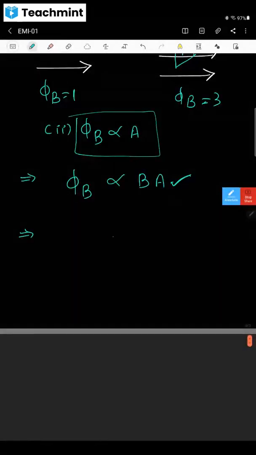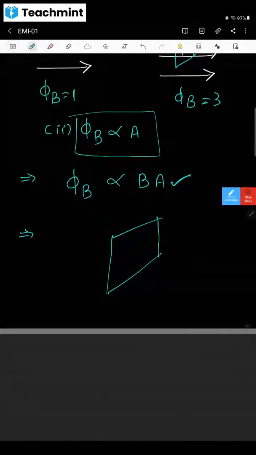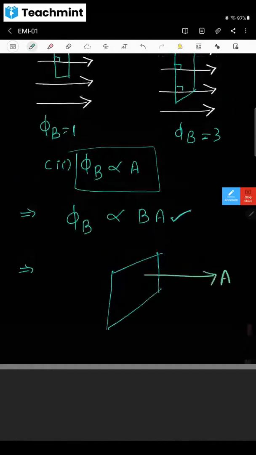For example, the area is like this, but whatever this magnetic field is, this is the area vector. You know how the area vector will be. The area vector will be along this, no? And here, if you keep it like this, the area vector will be along this only.